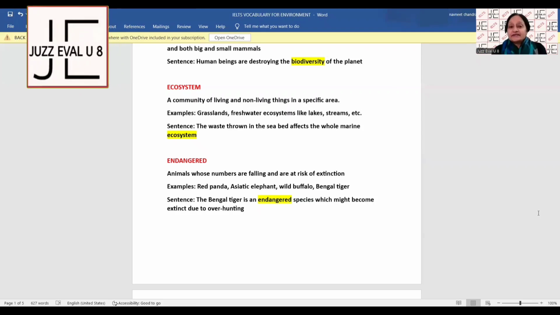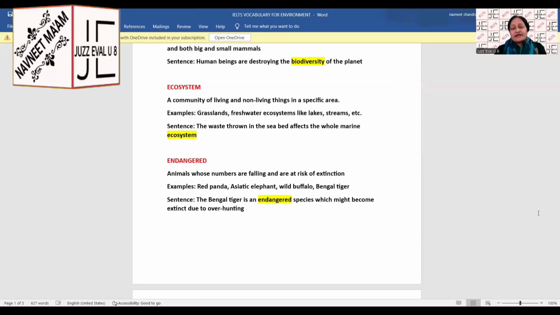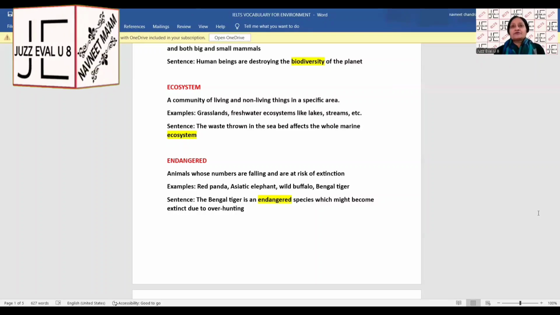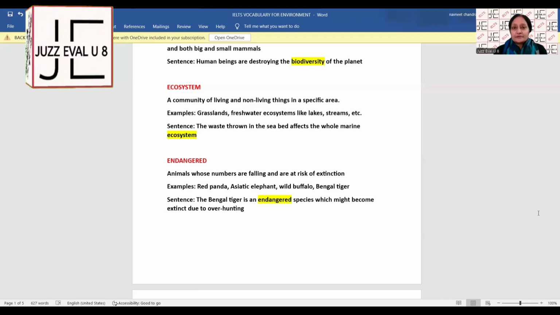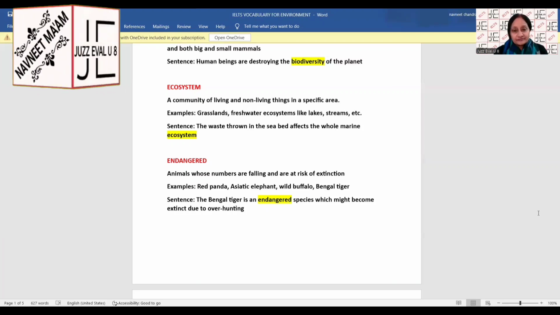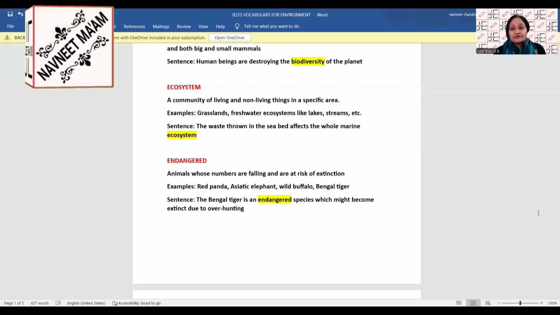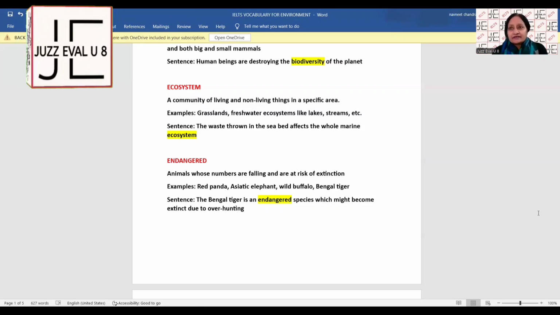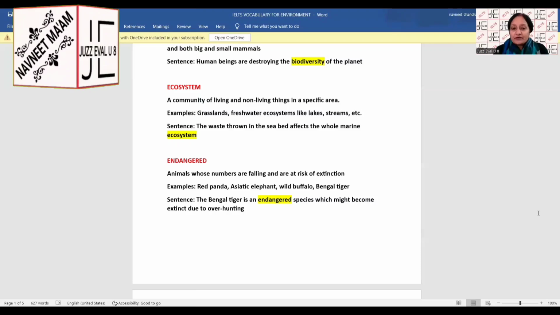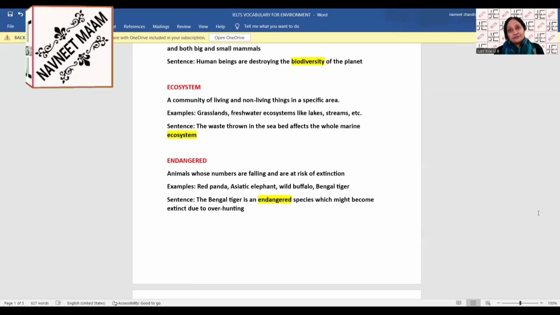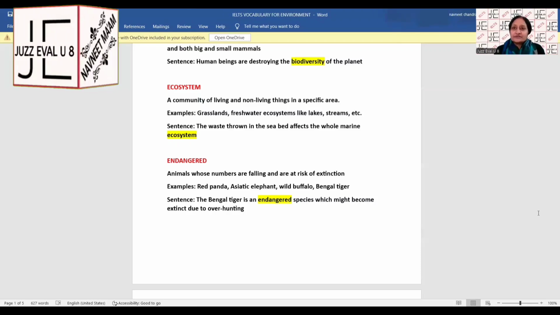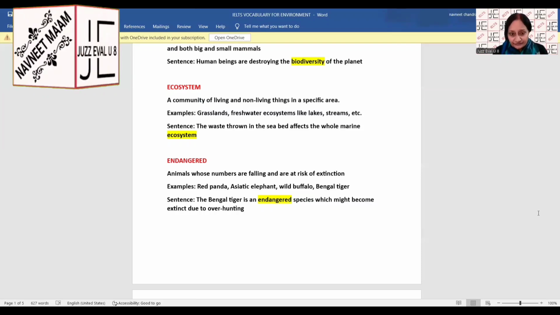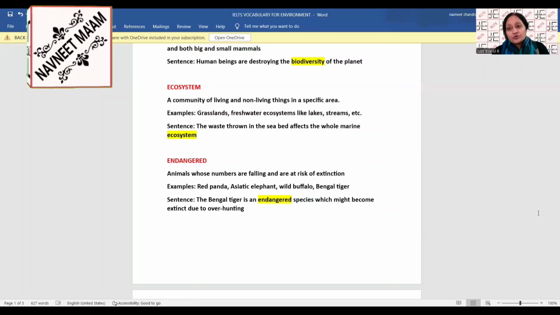Okay, now let's see the next word, endangered. Endangered means anything that might go extinct. It might just vanish from the earth. It could be due to hunting, could be due to poaching, could be due to various other factors. Let's make a sentence. The Bengal tiger is an endangered species. Endangered means which is in danger of becoming extinct. It might just vanish from the face of the earth due to overhunting.